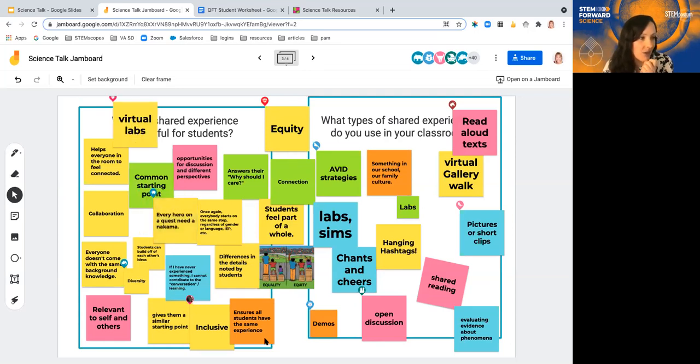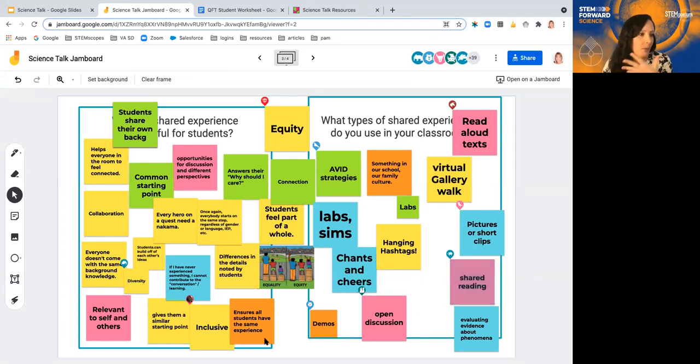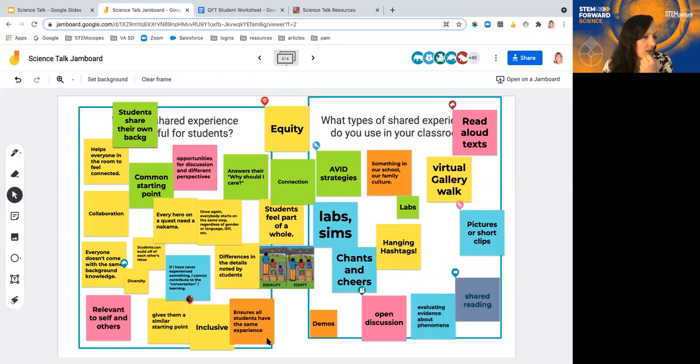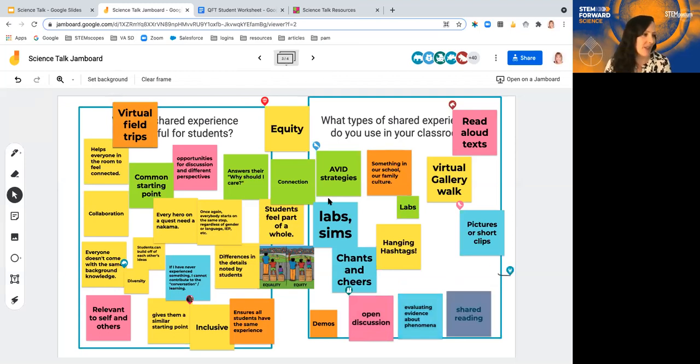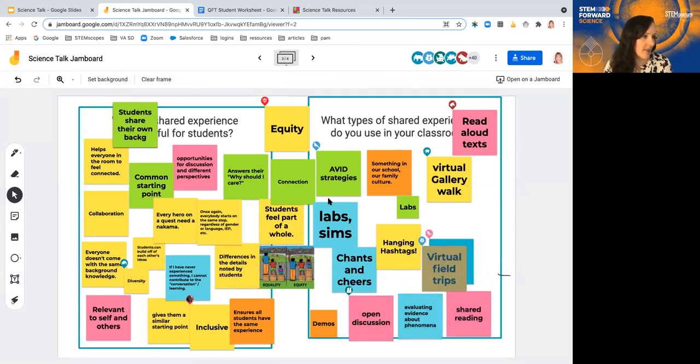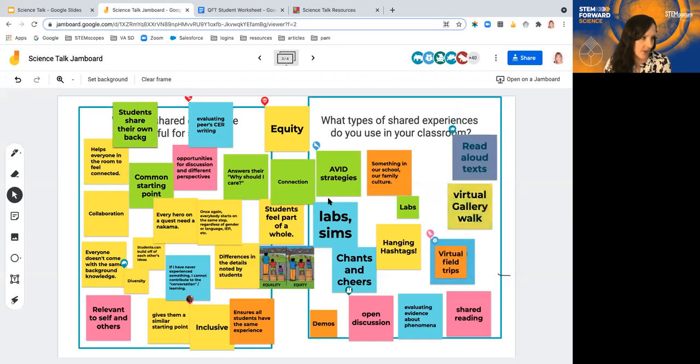Different ways that we can use the virtual gallery walks, pictures or short clips, evaluating evidence, open discussions. So these are awesome ideas of how we can provide more shared experiences for our kids. Your family, your culture, that relevance becomes very important. Hanging hashtags, absolutely. Chants and cheers, labs and sims, demos.